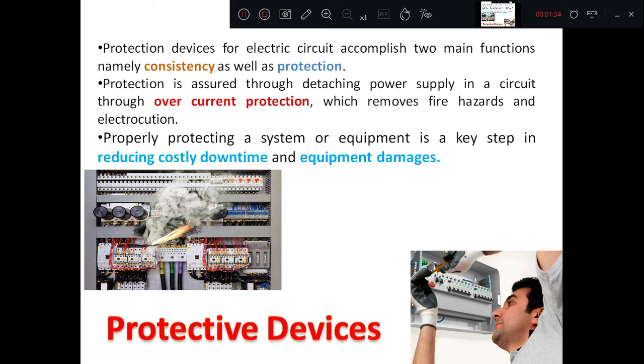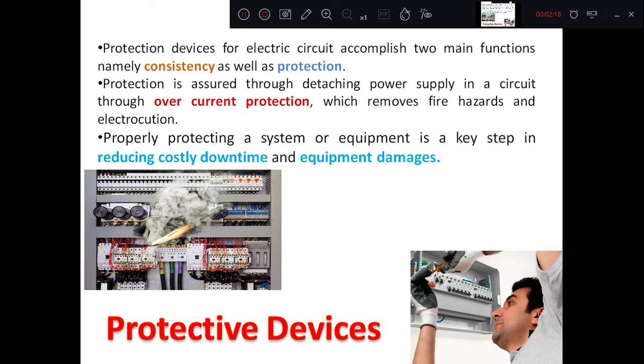At the same time, as soon as the fault is cleared, once again you have to resume the supply by connecting it. That is what you call consistency, as well as the protection of the system against abnormal conditions. The protection is assured through detaching the power supply in the circuit through an overcurrent protection, which removes the fire hazards as well as electrocution in the system. That is, when an abnormal condition occurs, the main function of the protective devices is to detach the power supply from the circuit.